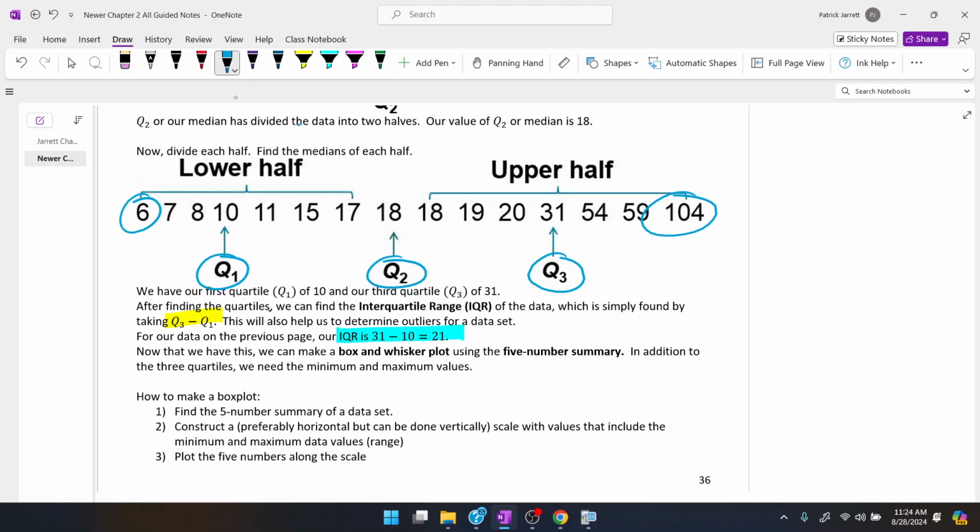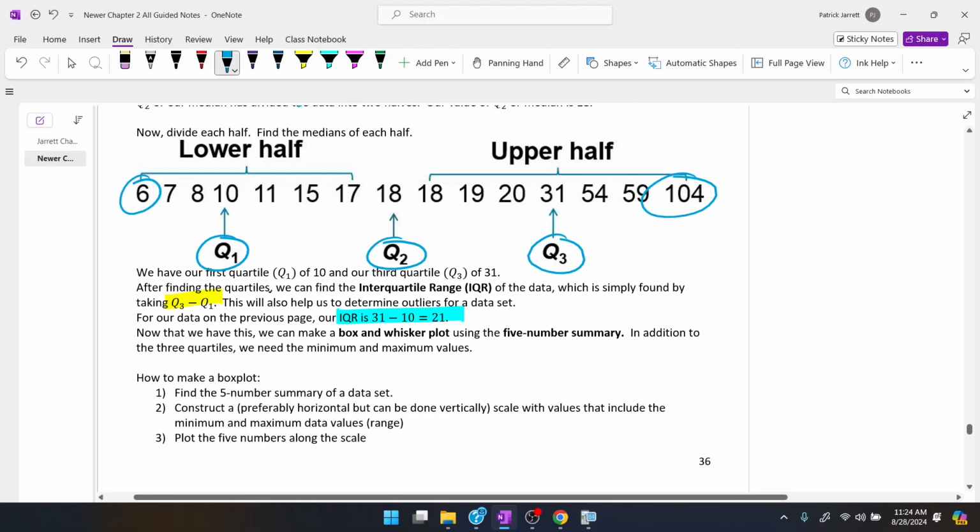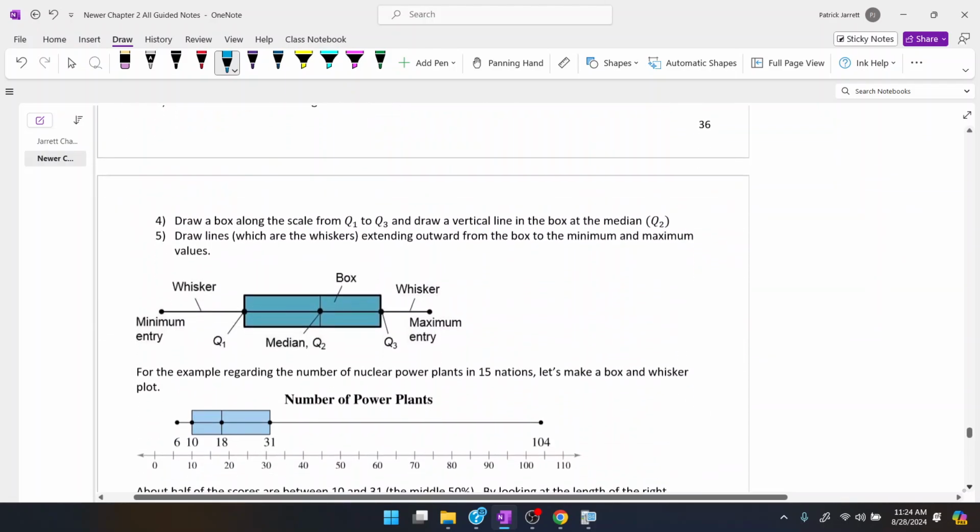So we can construct a scale, preferably horizontal, but it can also be done vertically, that includes the minimum and maximum data values, and then plot the 5 numbers along the scale. What is meant by that? You draw a box from the first quartile to the third quartile. And then the whiskers will extend from the first quartile to the minimum, and from the third quartile to the max.